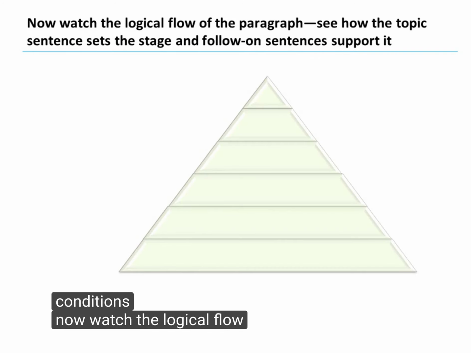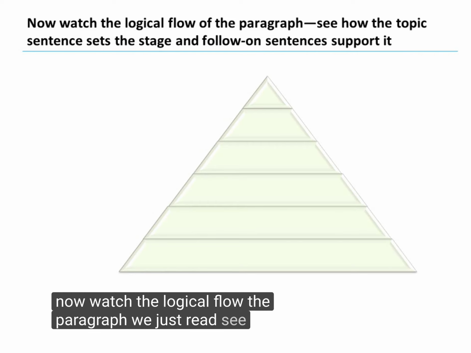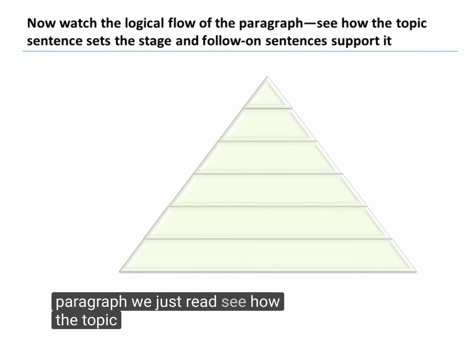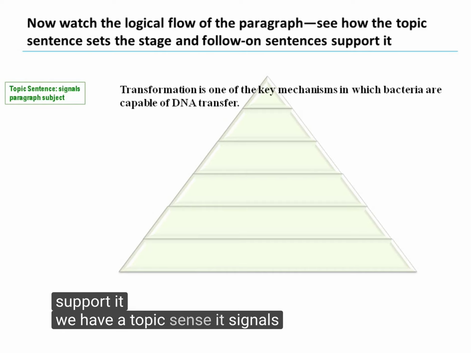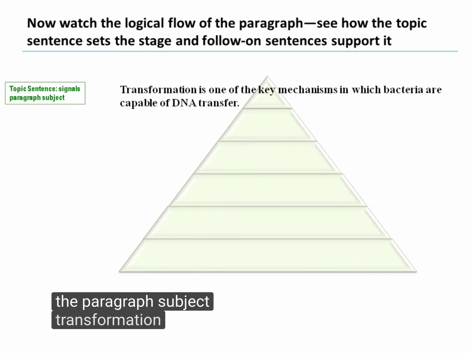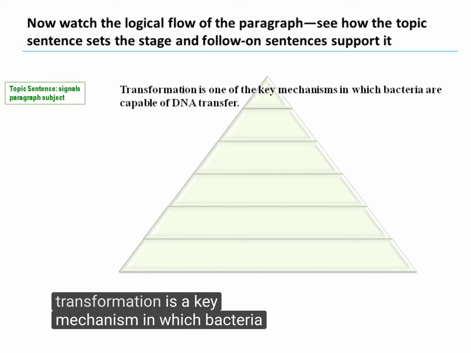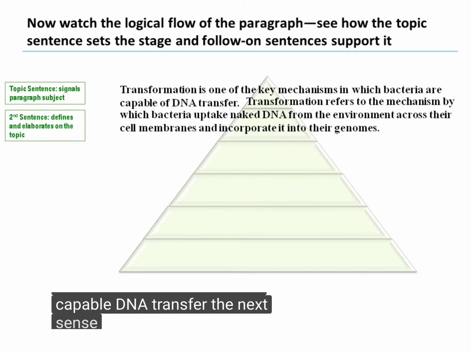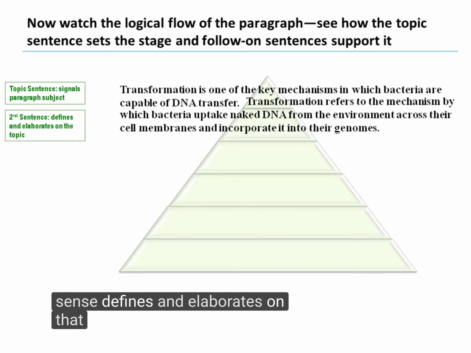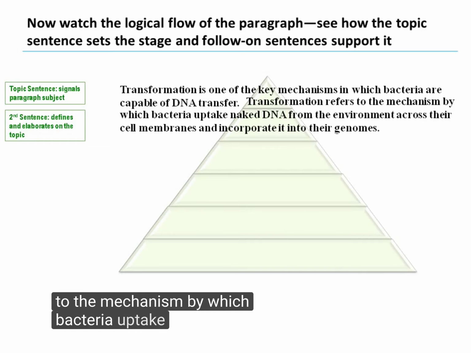Now watch the logical flow of the paragraph we just read. See how the topic sentence sets the stage and the follow-on sentences support it. We have a topic sentence. It signals the paragraph subject. Transformation is a key mechanism in which bacteria are capable of DNA transfer. The next sentence defines and elaborates on that topic. Transformation refers to the mechanism by which bacteria uptake naked DNA.